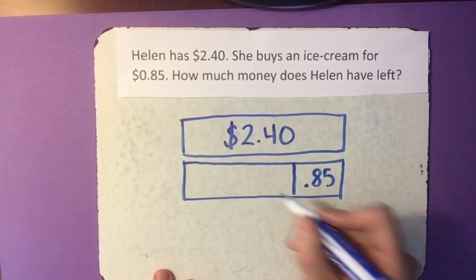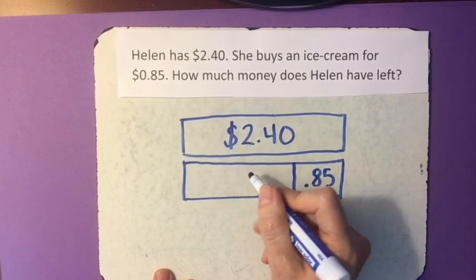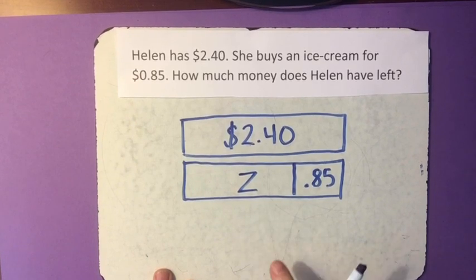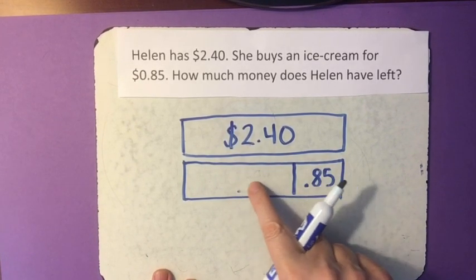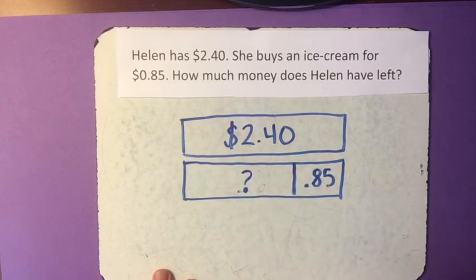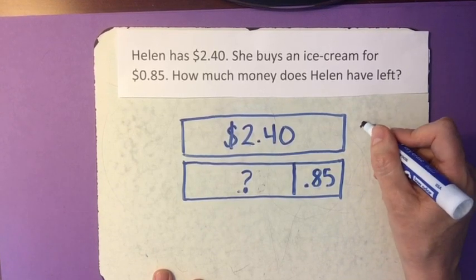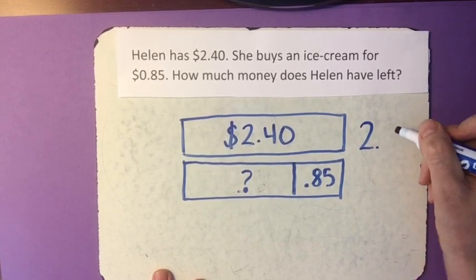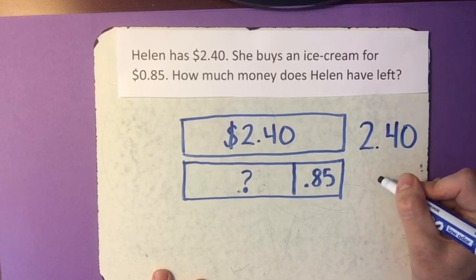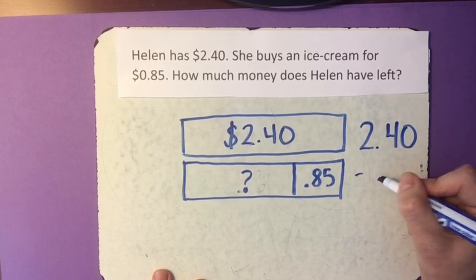And in algebra, we might call that Z, like give it a letter, like what is Z? Let's solve for the letter Z. We don't know. Or we could also show it as a question mark. How much money does she have left? So this is a subtraction problem. So what we're going to do is write down $2.40 minus 85 cents.